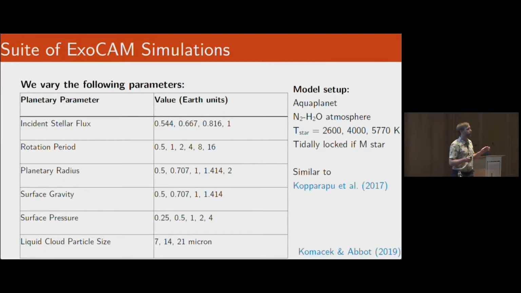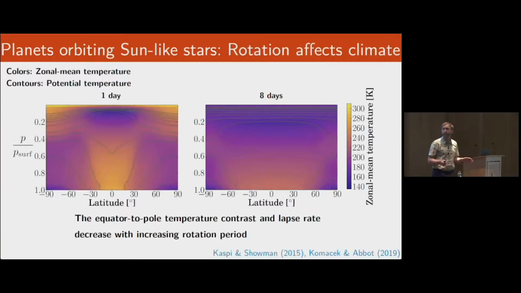So first I'll talk about the circulation of planets orbiting sun-like stars, and then move on to planets orbiting M-dwarf stars. So here I'm showing you results from simulations on the left-hand panel of a planet with a 1-day rotation period, same as Earth, and on the right-hand panel, a planet with an 8-day rotation period. These are zonal mean temperatures in the colors, and the contours are showing the zonal mean potential temperature. The potential temperature is a measure of entropy in the atmosphere, and I'll come back to why this is important in a little bit. And so the y-axis of these panels is the pressure normalized by the surface pressure, so the bottom of the panels is the surface, and then the x-axis is latitude.